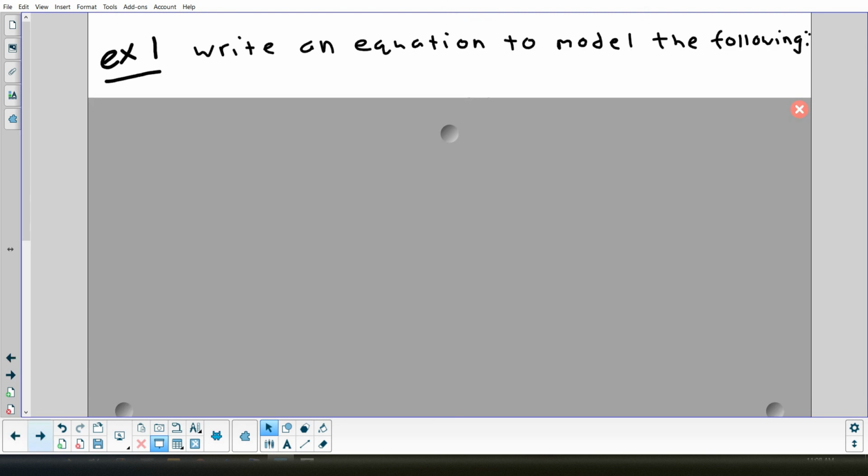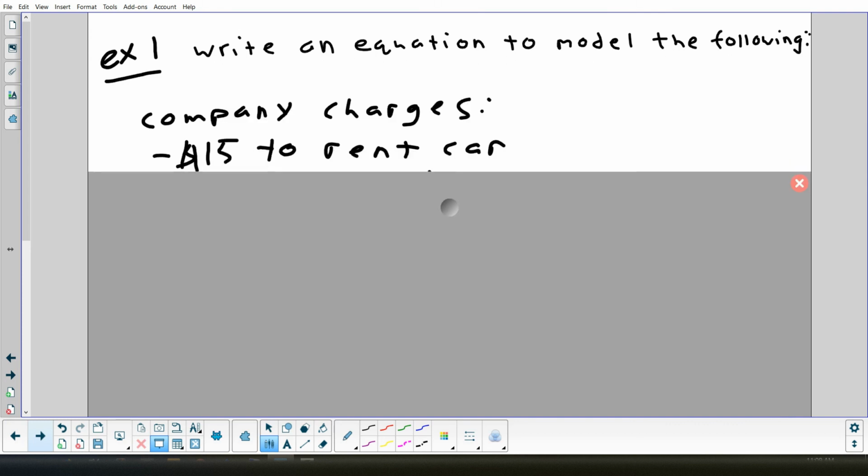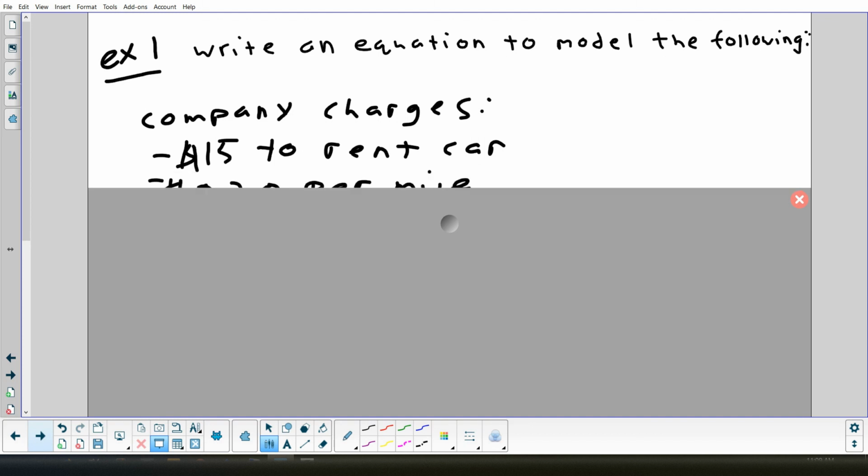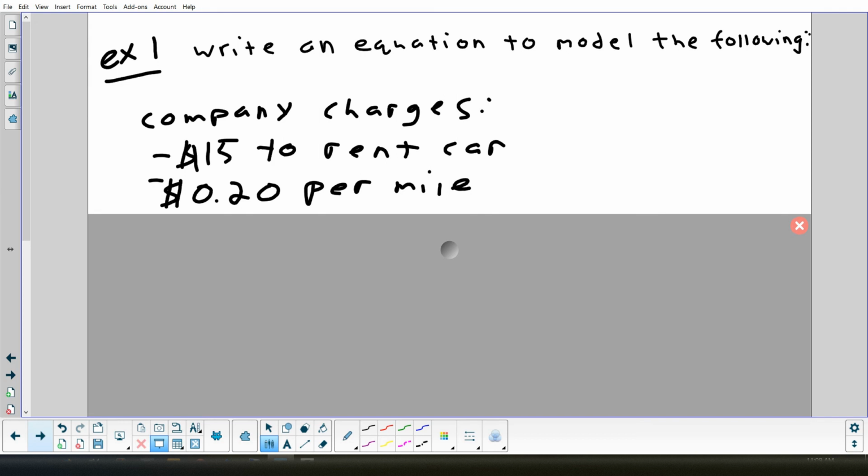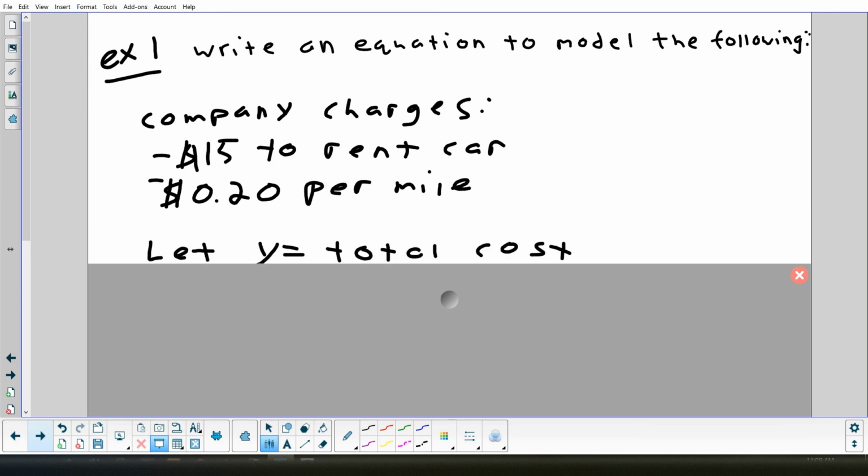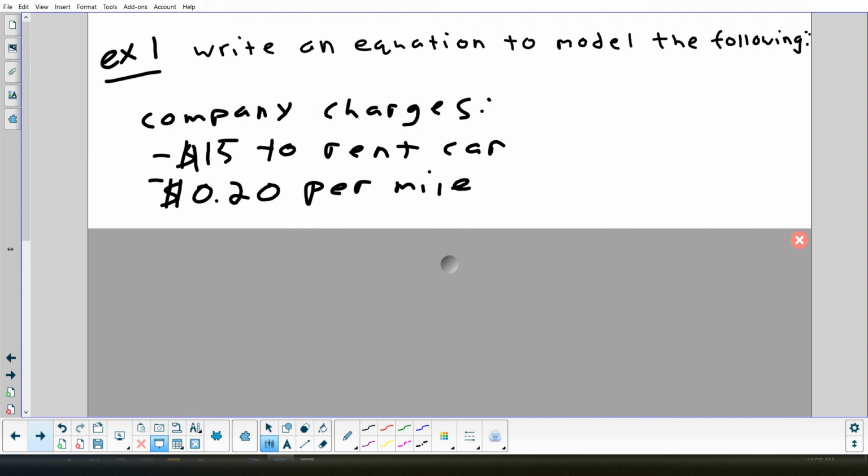Okay, so we're going to look at a problem that I don't think will require me to really teach you anything. You should have enough background information to figure this out. So, a company charges $15 to rent a car, and they charge 20 cents for every mile that you drive. The directions say write an equation.